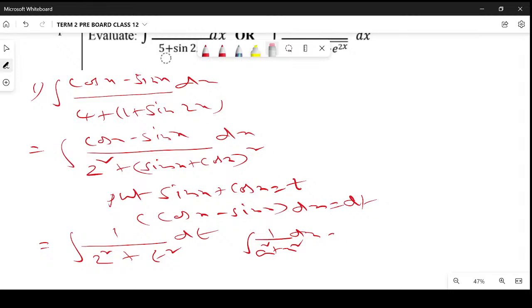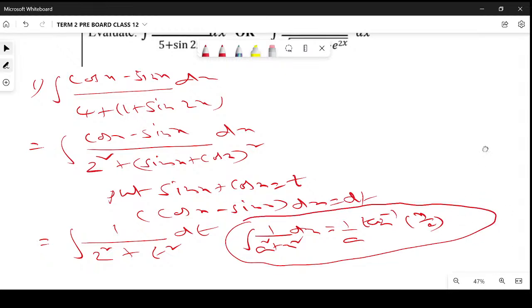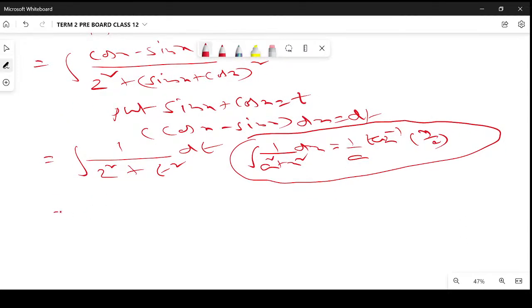1 by a tan inverse of x by a, plus constant will be there. Just remember this formula. If you remember that formula, you can use it now and simplify this answer.